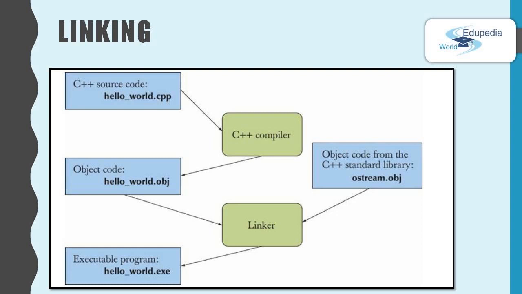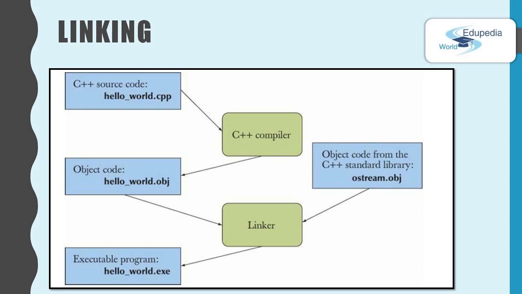Now take a look at this illustration. Here we have a C++ source code, hello world.cpp, and using a C++ compiler, we can obtain the object code hello world.obj. In our source code, we have a hash include directive. It says to include a standard C++ library. The files in these libraries are also in the form of object code. For our object code to work, these object codes should be connected. So this connection is built by the linker. And this linker will provide us an executable program as hello world.exe. I hope you got the idea what the linker does.